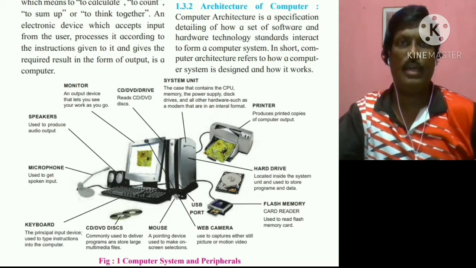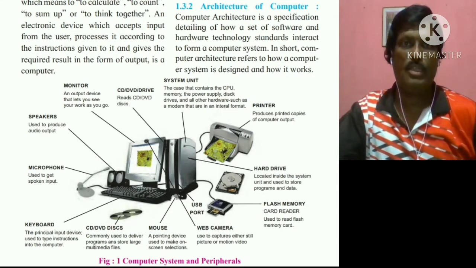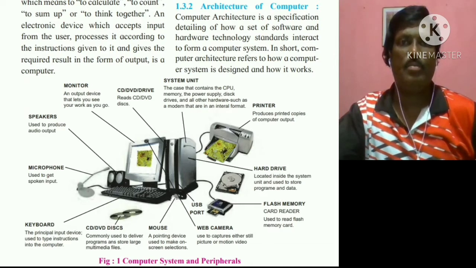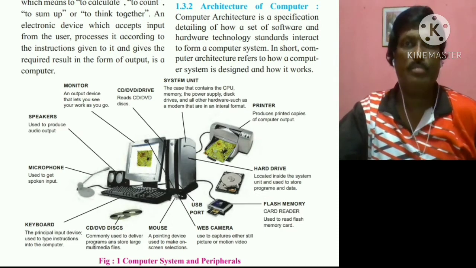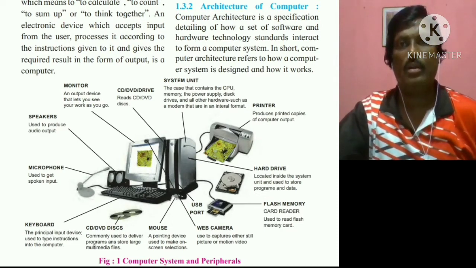In architecture of computer, we know that it deals with the system design and how it works. Okay. Then we see the figure of computer system and peripherals. Now you know that peripheral means the parts of a computer system.